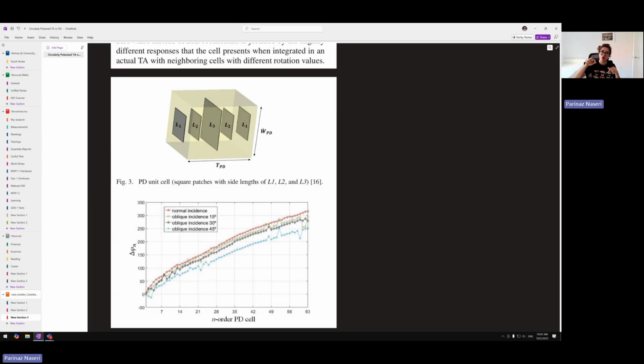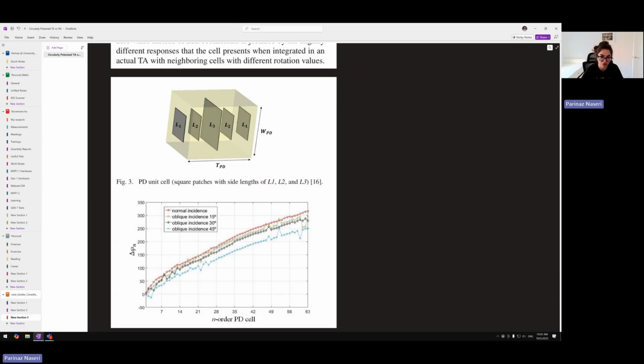But at the same time, I have to make sure that as I'm choosing L1 to L3, the transmission coefficient, if this is a transmit array, which it is, stays 1. So I have two conditions: choosing L1 to L3 in a way that I get different phase shifts, and also getting a transmission coefficient almost at 1.